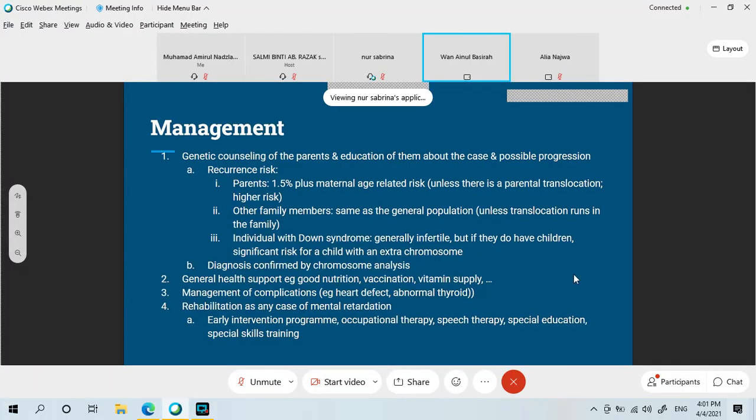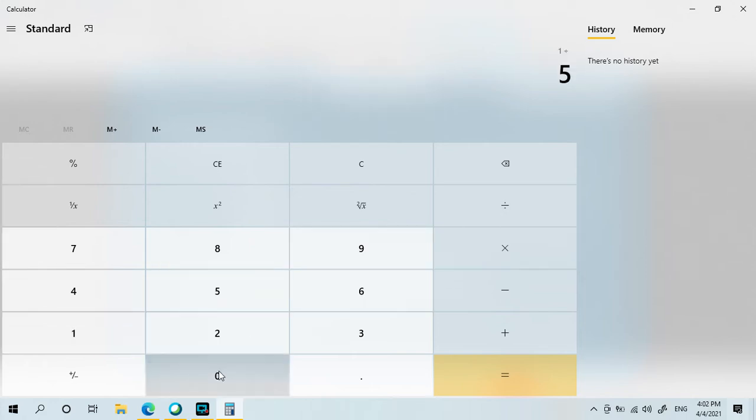So this is for the management, for the genetic counselling of the parents and education of them about the case and possible progression. So we have to tell lah the recurrence risk. Contohnya kalau ada 1.5% risk tu plus maternal age related risk. Oh, I forgot to add the risk lah, tapi yang I ingat, if the mother is 40, 1/100 risk of getting Down syndrome. If the mother is above 45, 1/50 risk. And then if there is a parental translocation, there is higher risk of getting Down syndrome. So for other family members, same as the general population, unless translocation runs in the family.